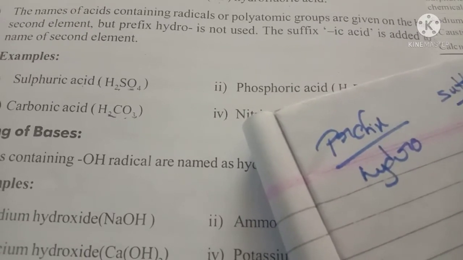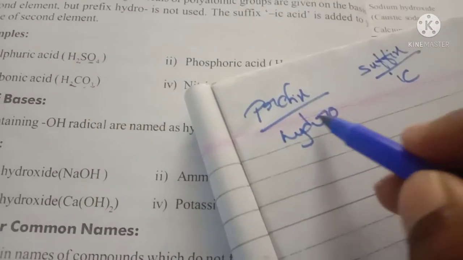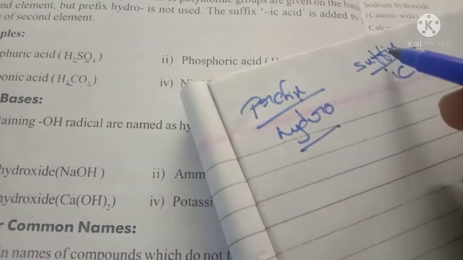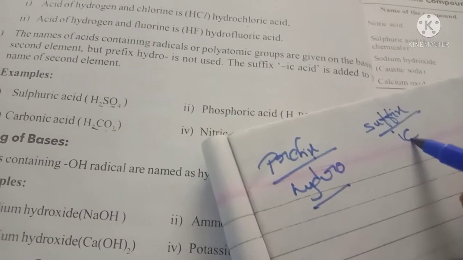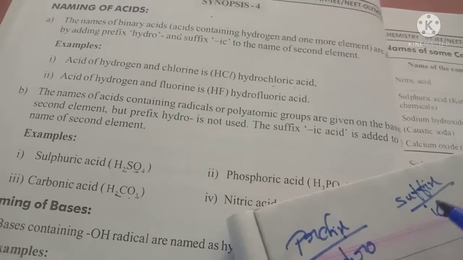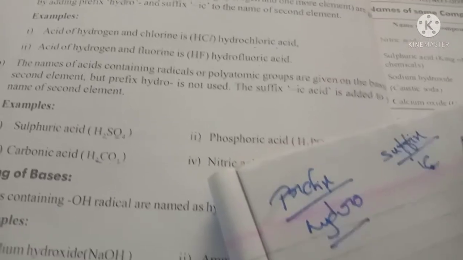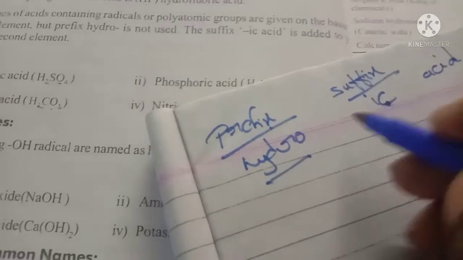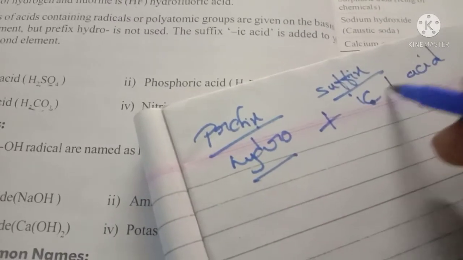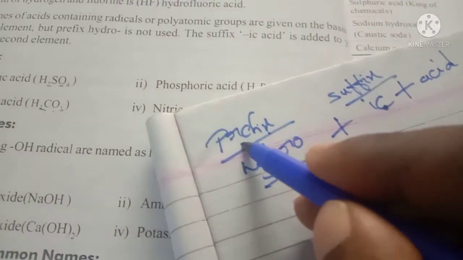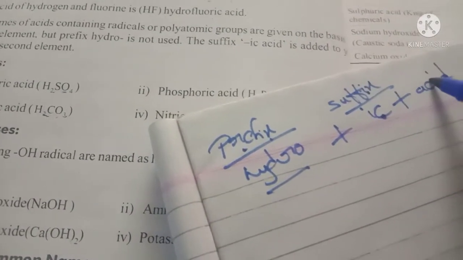Suffix you have to write ic. Prefix you have to write hydro, suffix you have to write ic to the name of the element. So at last you need to add acid. So what is the rule that you have to use? Prefix plus suffix plus acid.